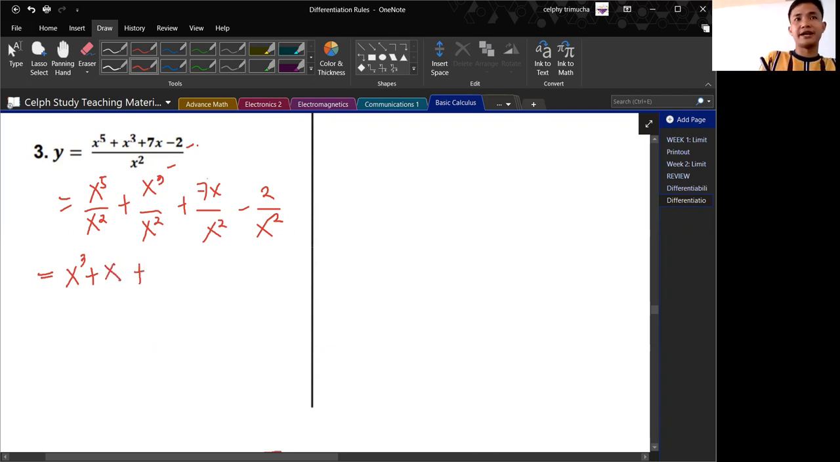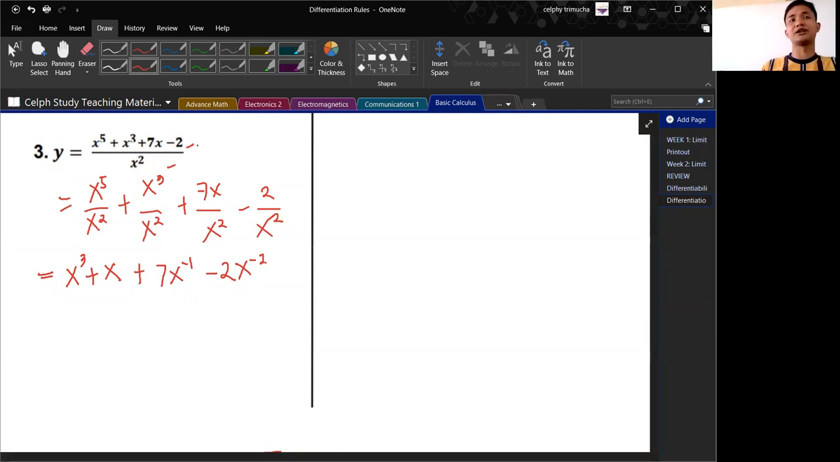Next, we have 7x over x squared. So 7 over x, pero 7 kinanglan tayo pasaka ha. So we have 7, pasaka tayo lang 7 diretso, we have x minus negative 1. So take note nga may ara ka isa sa babaw. So 1 minus 2, that will be negative 1. Next, minus 2, pasaka tayo lang diretso, x raised to negative 2.